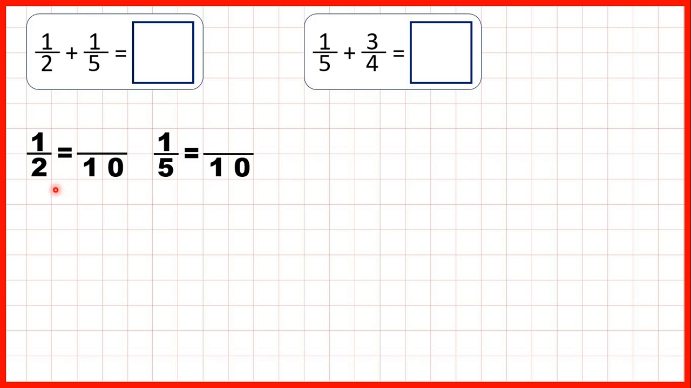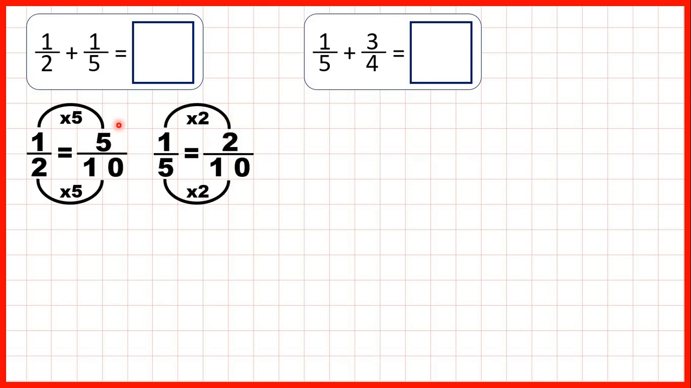So we need to find fractions equivalent to 1/2 and 1/5, which both have a denominator of 10. We use multiplication to find equivalent fractions, and 2 times 5 is 10. What we do to the denominator, we do to the numerator as well, and 1 times 5 is 5. Now 5 times 2 is 10, and 1 times 2 is 2. So we can rewrite our question.